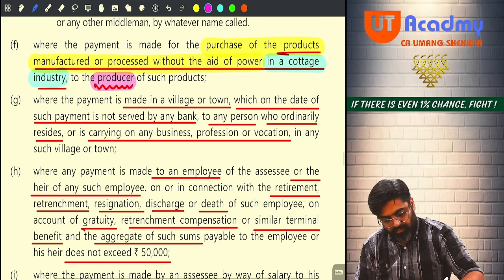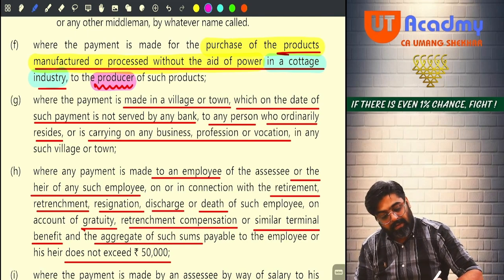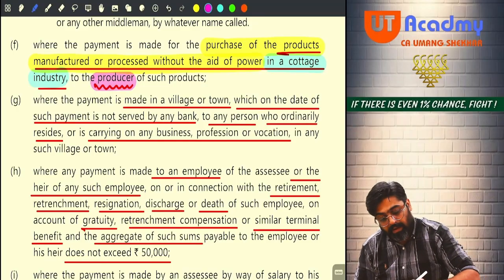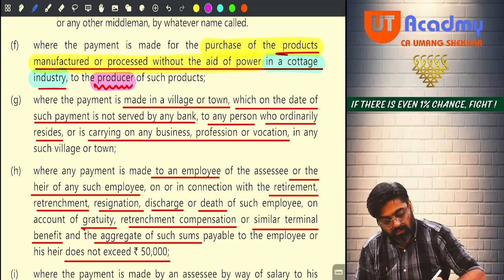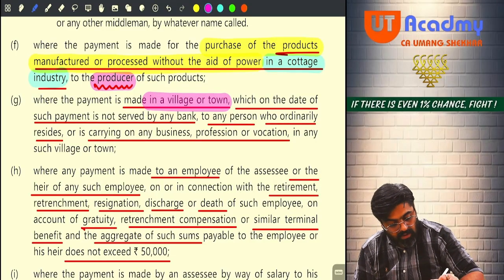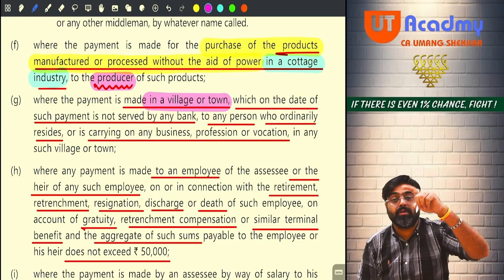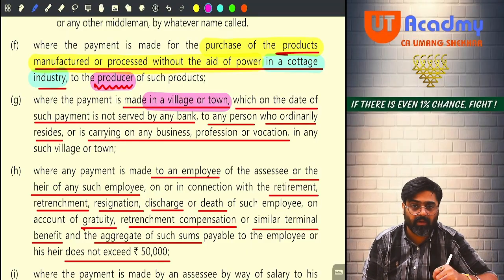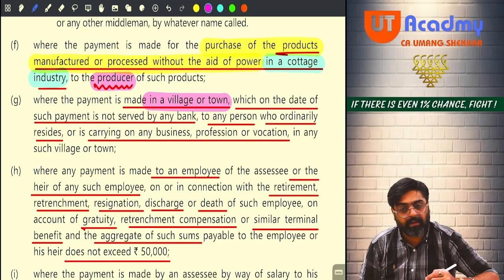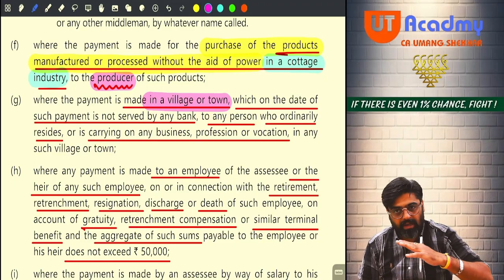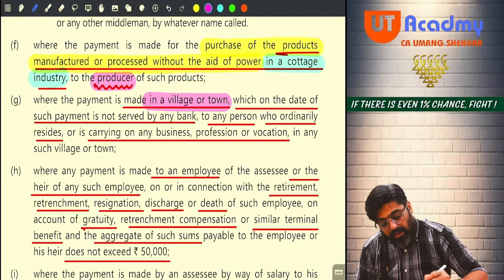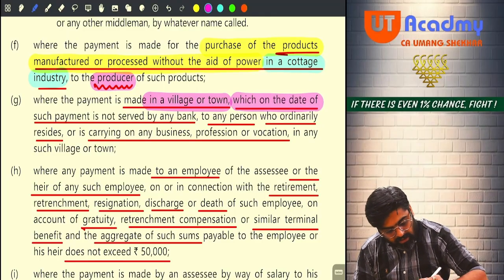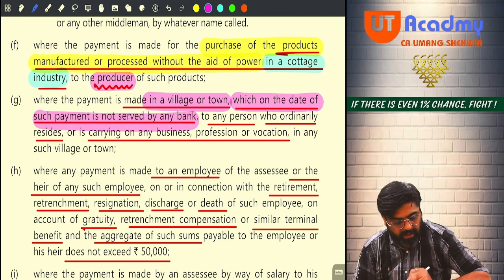Next one. Where the payment is made in a village or town. Now they are saying that in this location you are supposed to make the payment. Where are you making the payment? In a city? No. Are you making the payment in any village or town? Yes. Which on the date of such payment is not served by any bank.